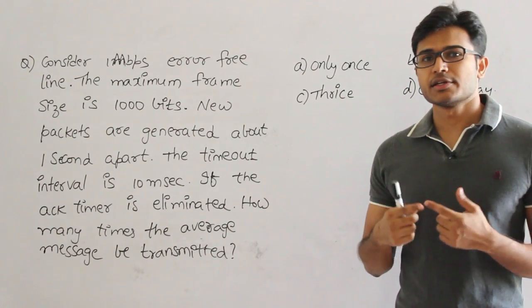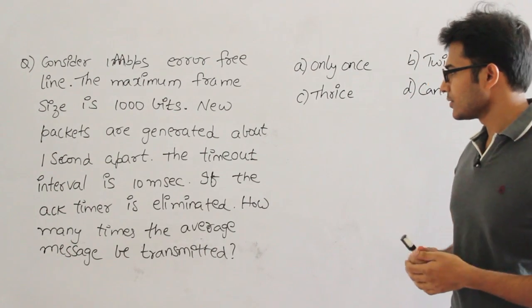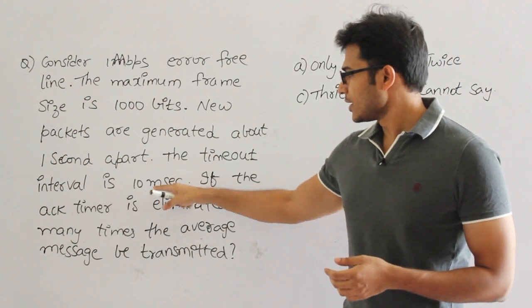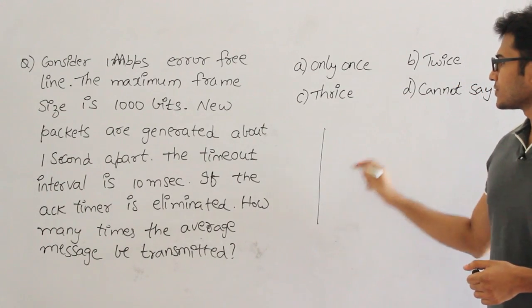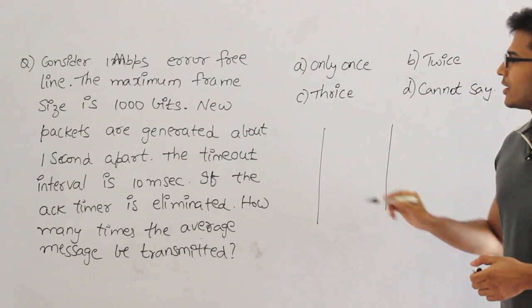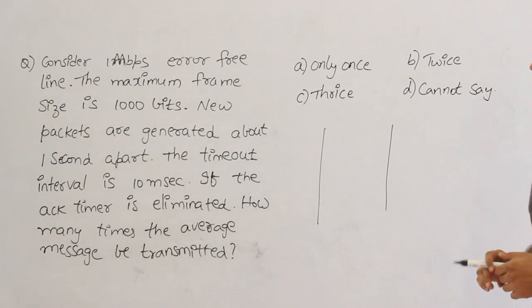Sender is generating one packet every 1 second. The timeout interval is 10 milliseconds. Timeout interval means after transmitting a packet we are going to set the timeout. So they are saying that one packet is 1000 bits and the bandwidth is 1 Mbps.